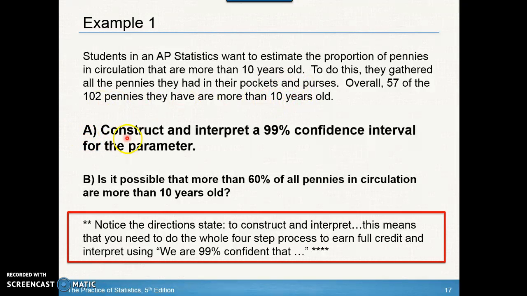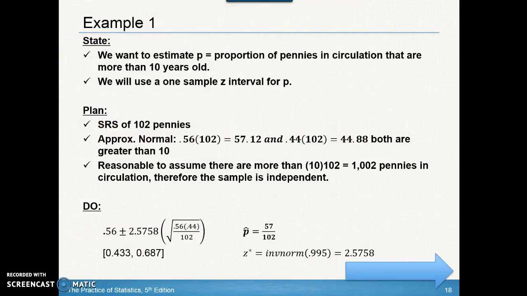Notice the instructions: construct and interpret a 99% confidence interval for the parameter. Is it possible that more than 60% of all pennies in circulation are more than 10 years old? So let's think back to those directions to understand what construct and interpret means. This means that you're going to have to do that whole four-step process to earn full credit, and you're going to have to use that specific interpretation. We are 99% confident that the interval from blank to blank contains, okay, we'll be going over that, but just so you know that that's exactly what that means.